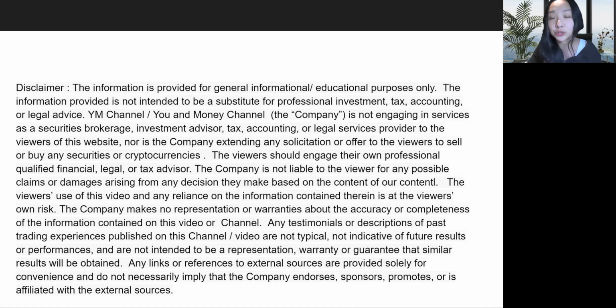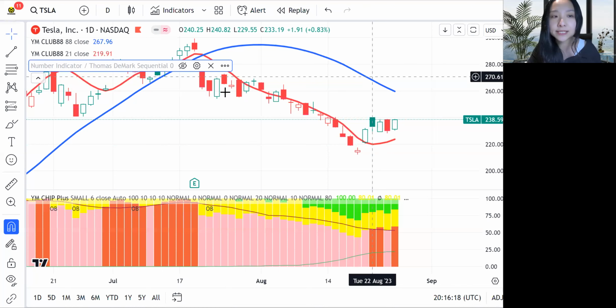So today, I'm going to show you my trick, how to add more position, okay? So basically, I want to show you this. So this is my signature indicator.